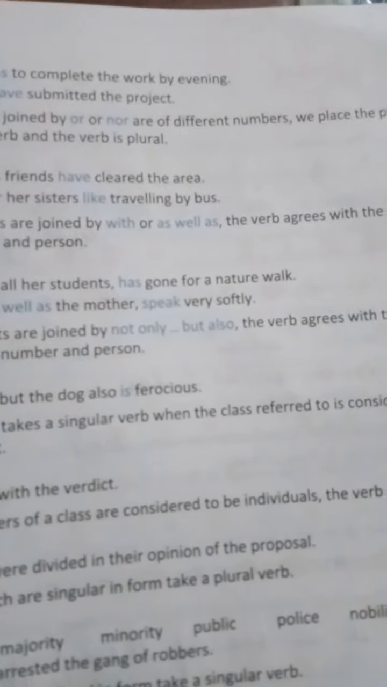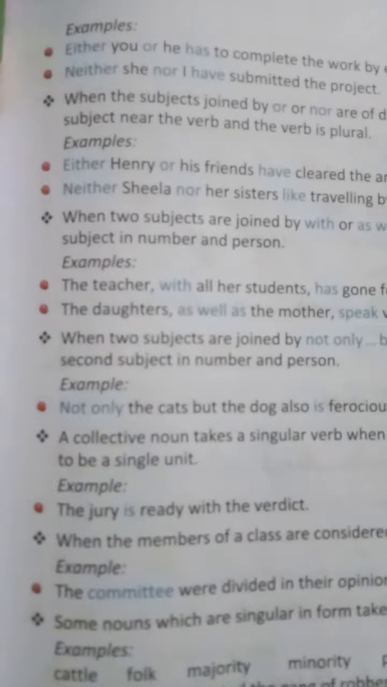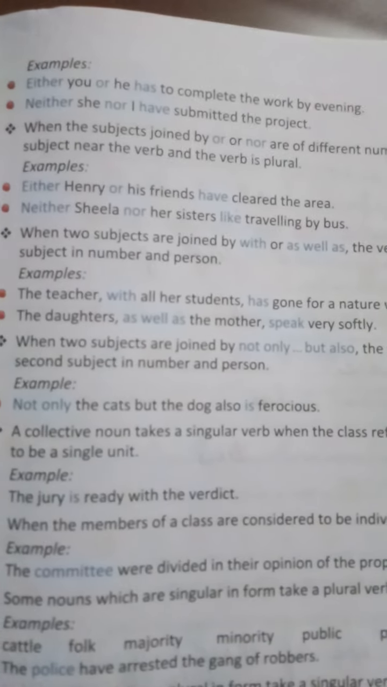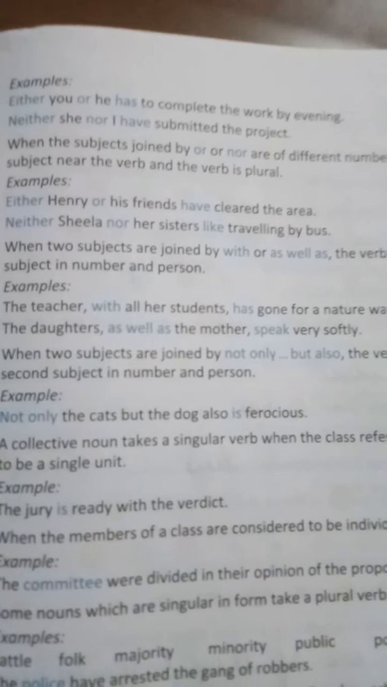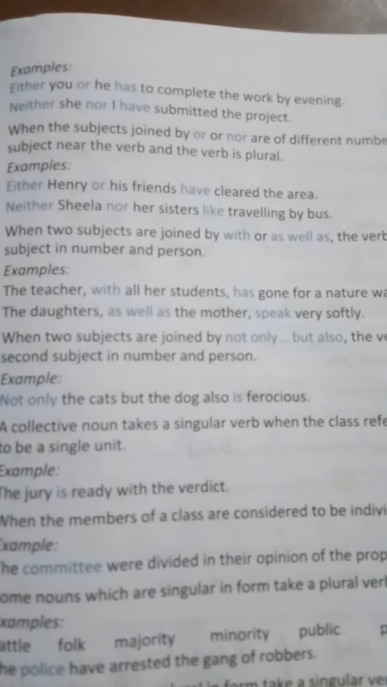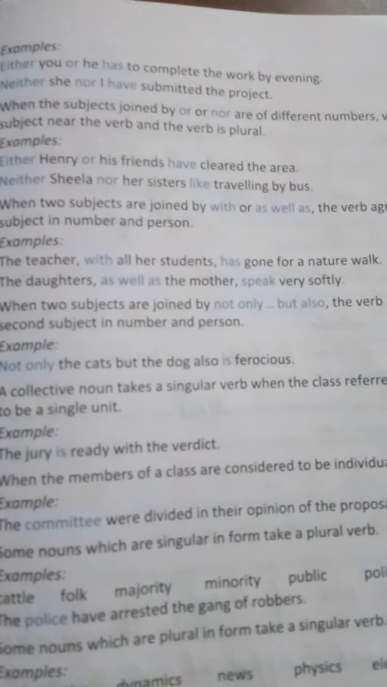When the subjects joined by or nor are of different numbers, we place the plural subject near the verb and the verb is plural. Either Henry or his friends have cleared the area. Here his friends is nearest to the verb have, and after that we have used the verb, so we have written have because friends is plural, so have will be used instead of has.